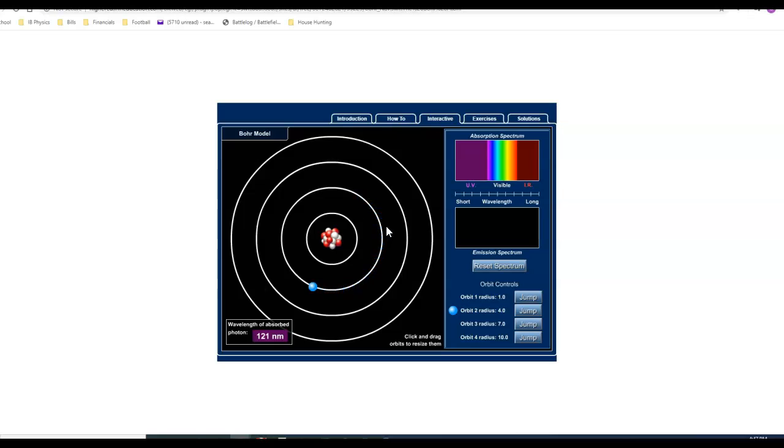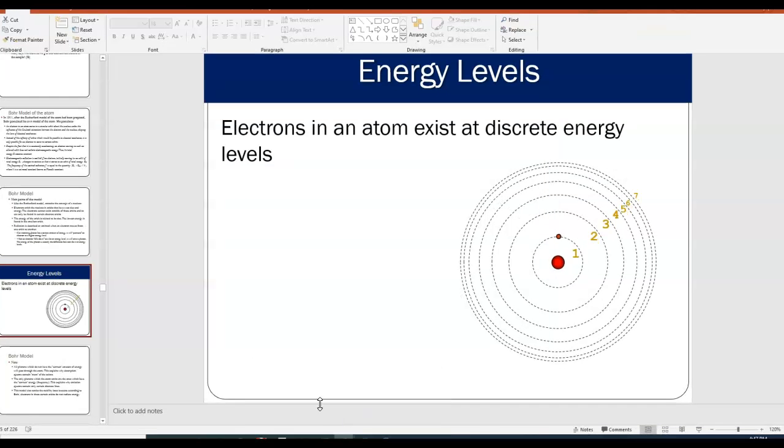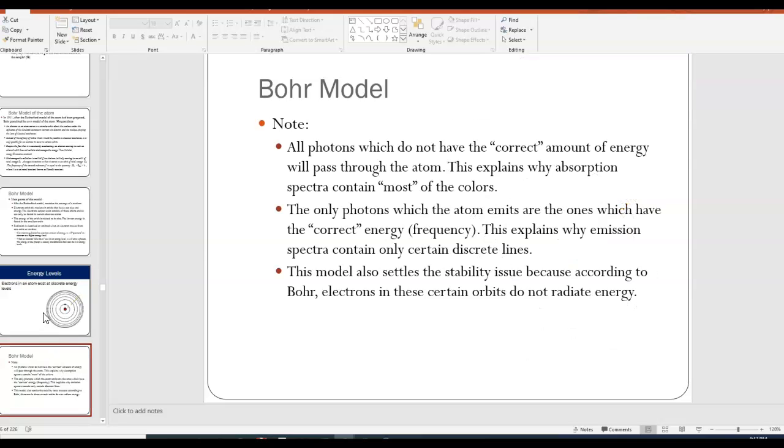And so this idea that electrons somehow have these discrete energy levels, that they can't exist anywhere besides those allowed orbits, is kind of a strange concept at the time. And really, the only reason people bought into it is because it happened to be consistent with the experimental evidence. Now, we'll come back to that in just a minute. The next slide says, note that all photons which do not have the correct amount of energy will pass through the atom. This explains why absorption spectra contains most of the colors.